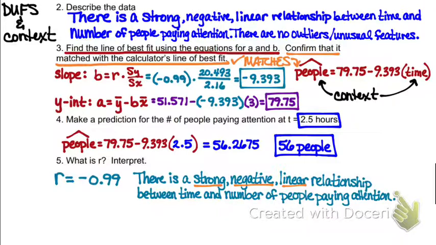So from just R alone, I can get almost all of the DUFS. The only thing that I can't get from the R value is any unusual features. That's the only thing that I can't tell from just that number. I get strength, I get direction, and it's telling me how close of a match it is for a linear relationship here.